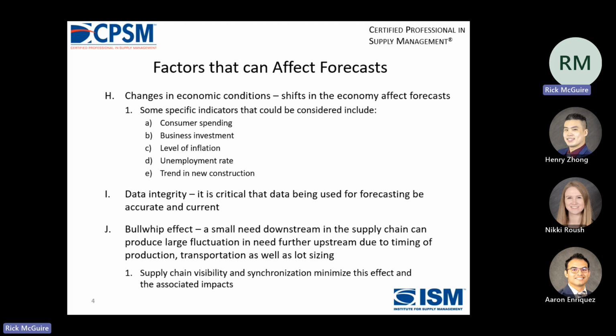So a small downstream need in the supply chain can produce a large fluctuation due to timing, transportation, as well as lot sizing. Lot sizing is usually the culprit. If you look at places like Florida, where they know the hurricane's coming and everybody sells out of blue tarps. So the stores go order a bunch more blue tarps. And when they finally get there, then the hurricane's passed and nobody wants them, and now they're sitting on all these blue tarps. Happened with patio furniture in 2021. Because everybody was working from home, they all wanted patio furniture, so they all went out and ordered patio furniture. And then the stores are sitting on patio furniture and they're trying to get rid of the stuff. That's the bullwhip effect.